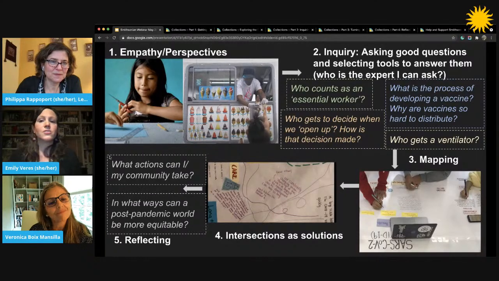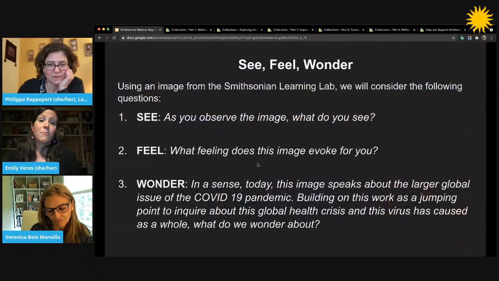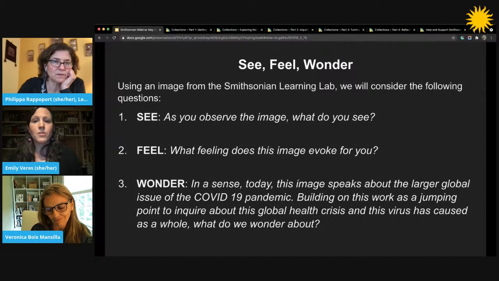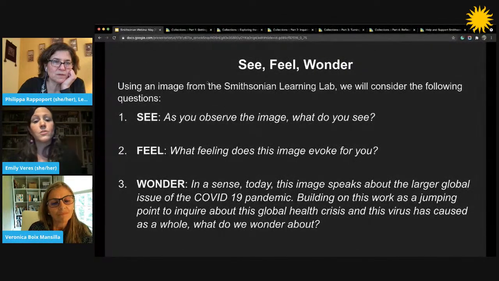So if we transition into a little bit of thinking about developing empathy and considering perspectives, we're going to start with the same image that I showed my students and use this particular thinking routine. It's called See, Feel, Wonder. The image comes on the screen. As you observe it, what do you see? What feeling does this image evoke for you? And then what do you wonder?